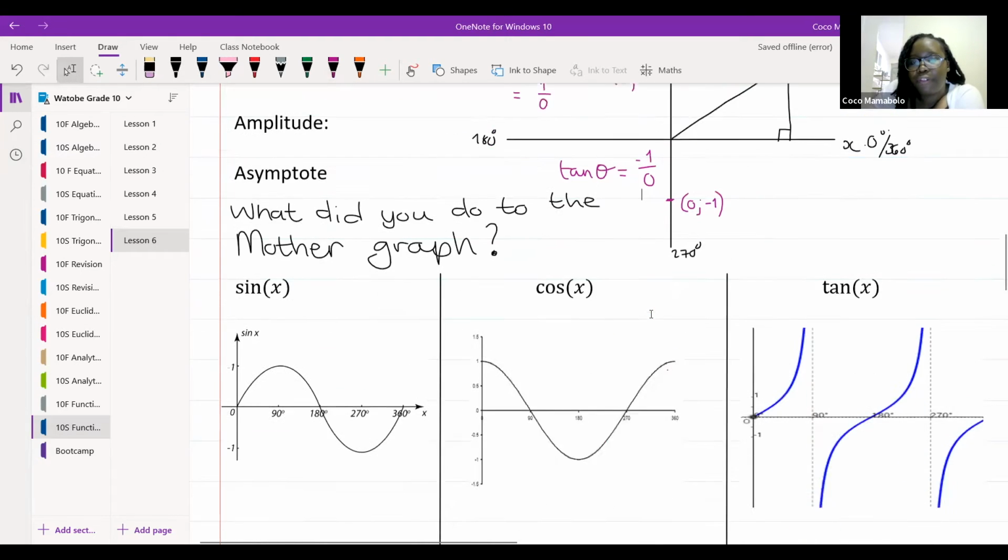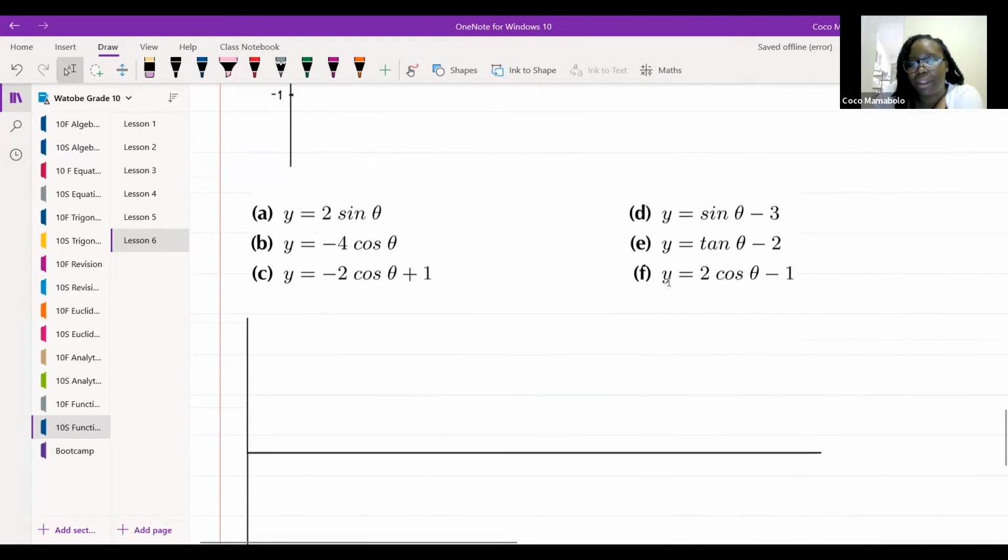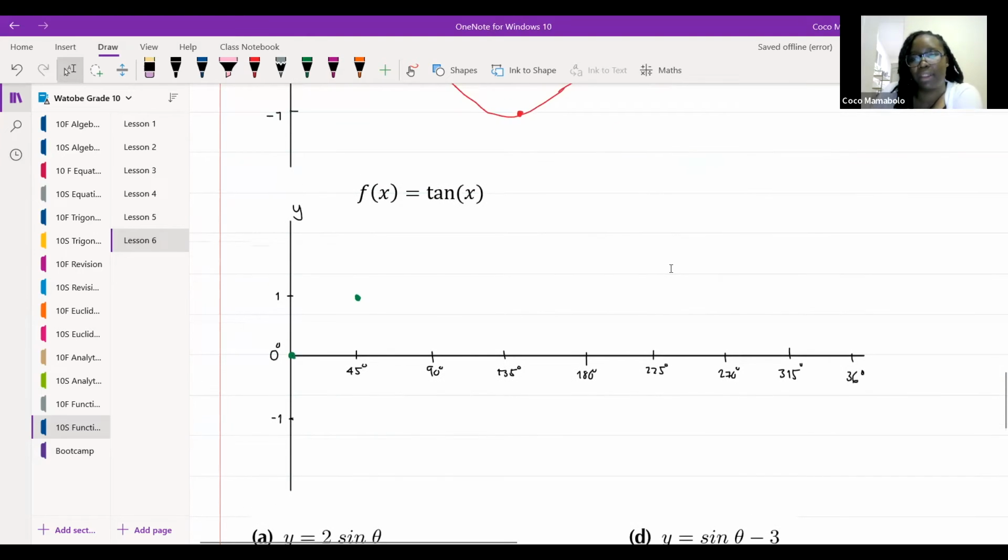So if we go back to our tan mother graph, at 90 degrees, we're going to have issues here. This we call an asymptote. Okay. But now let's continue, guys.